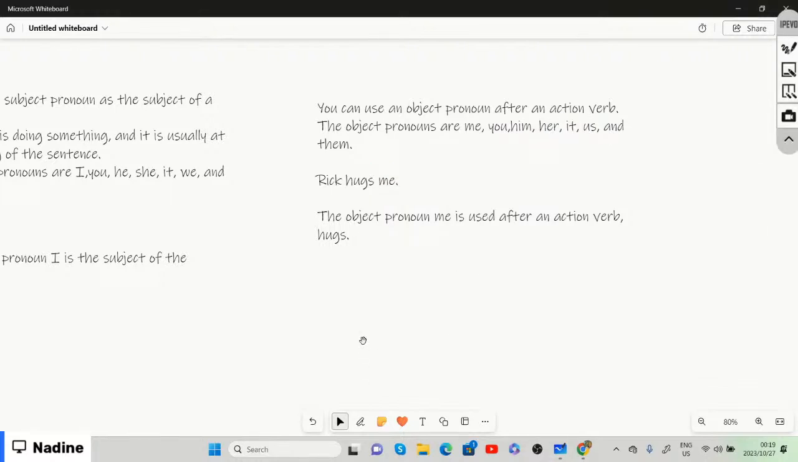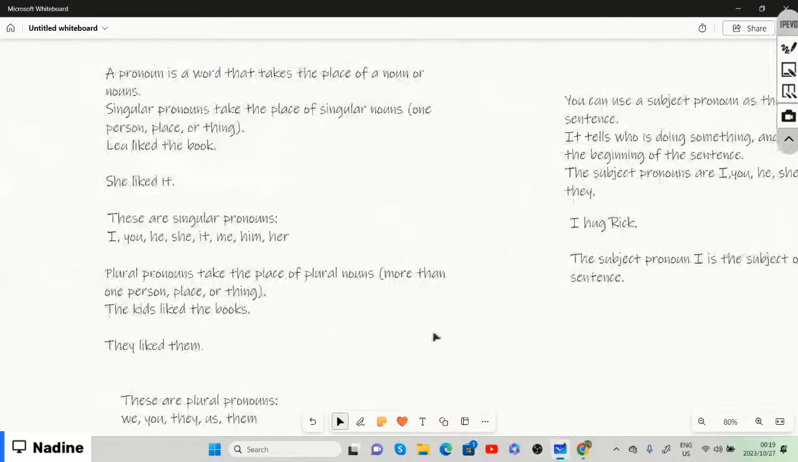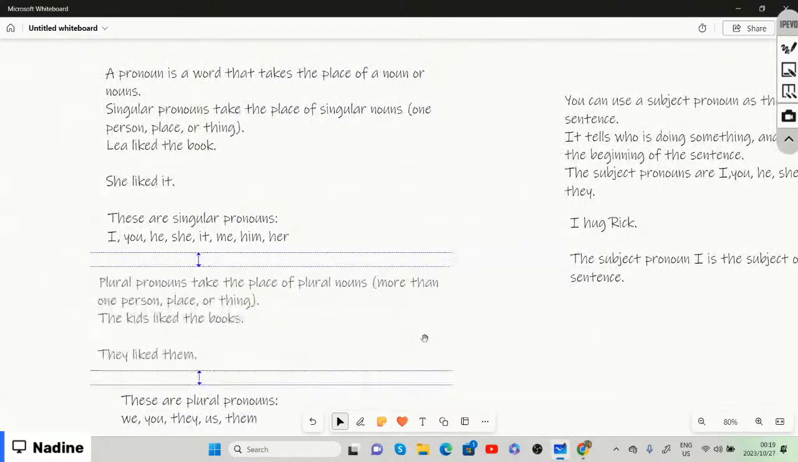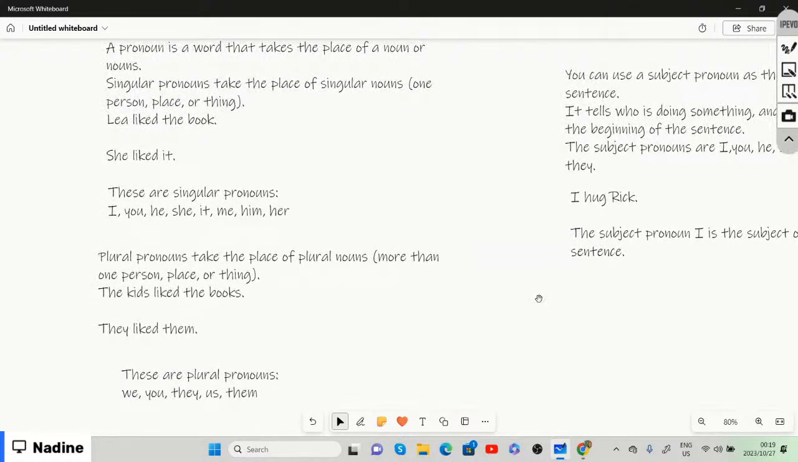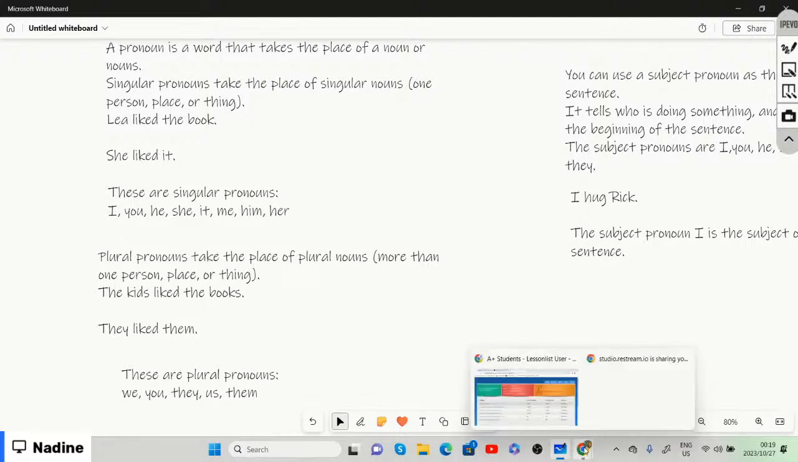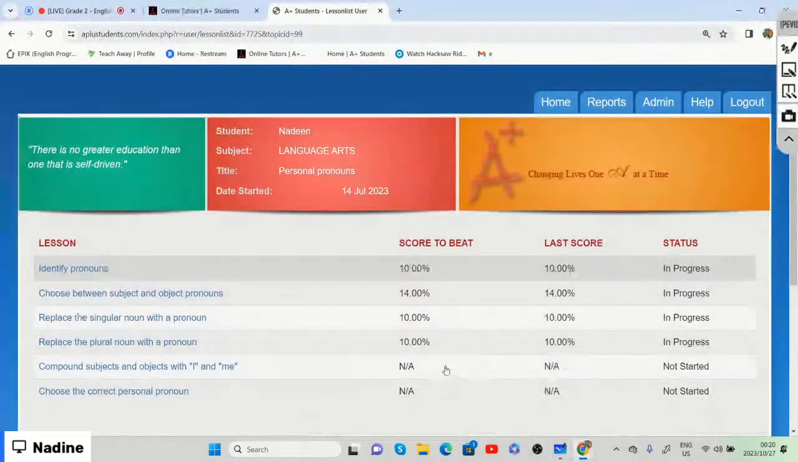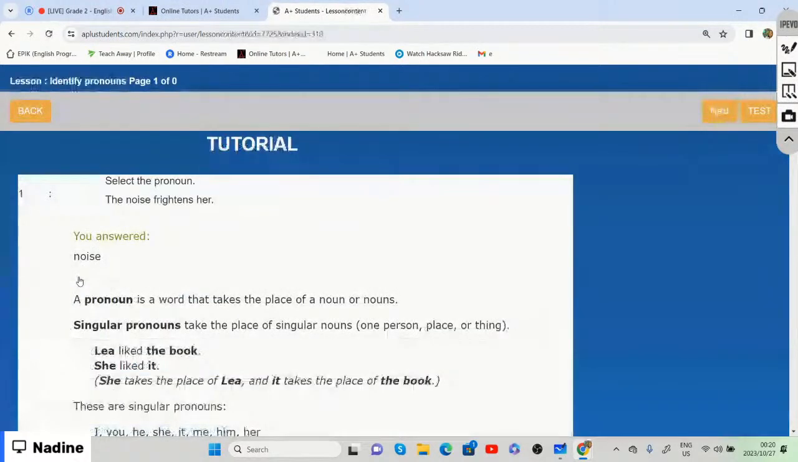All right, so now we're going to aplusstudents.ca. We said that on aplusstudents.ca is where we're doing our tutorial lessons, right? So we're going into the first one, which is to identify pronouns, and we had already explained it.